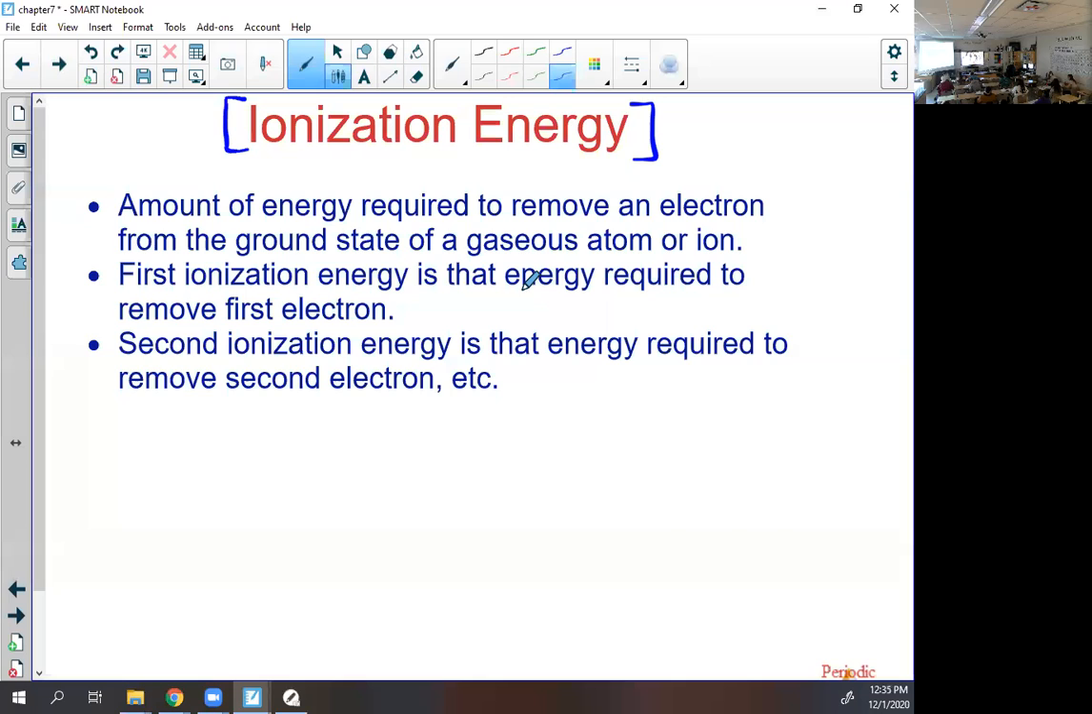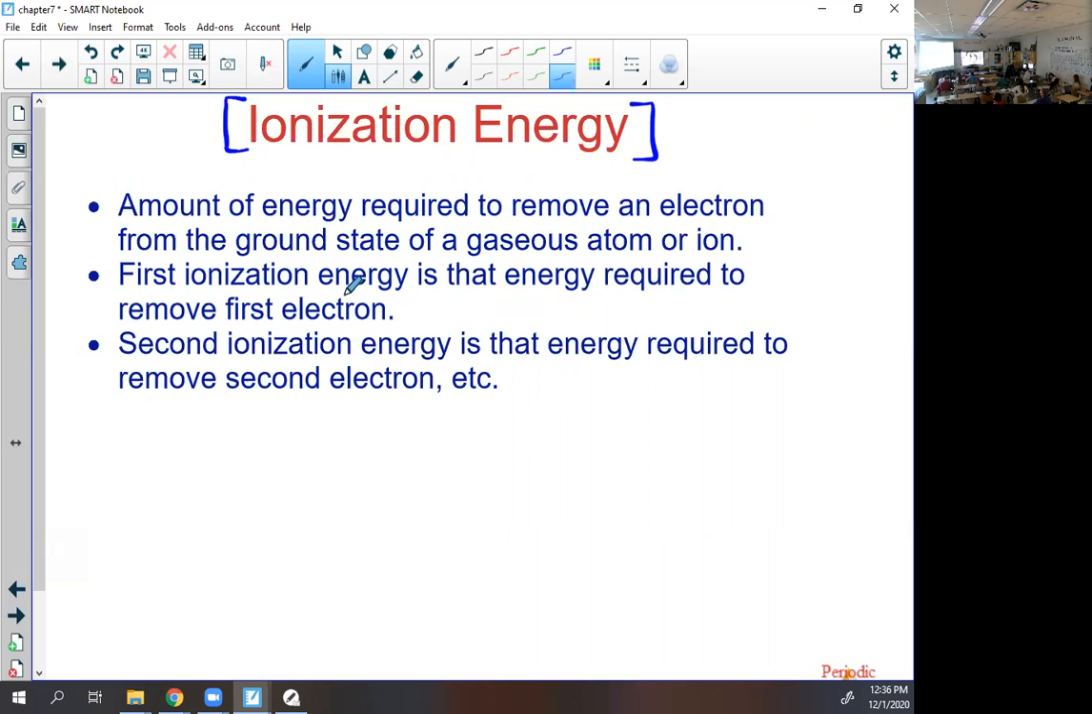All right. Ionization energy is the energy required to remove an electron from a ground state of a gaseous atom or ion. Now, we don't usually have gaseous iron in this lab. You would have to get it to like 4,000 something degrees. It'd be like vaping on the sun.